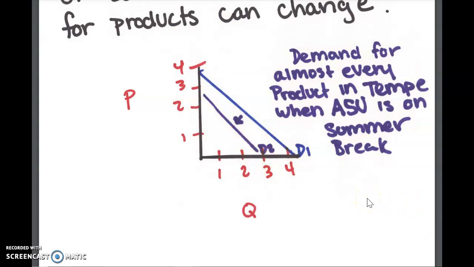When there are students there, which is 9-10 months out of the year, the demand is much higher. But when all those people leave, there just aren't the bodies to be making the purchases. So we see demand going down. And like I said, demand is down on this axis right here.